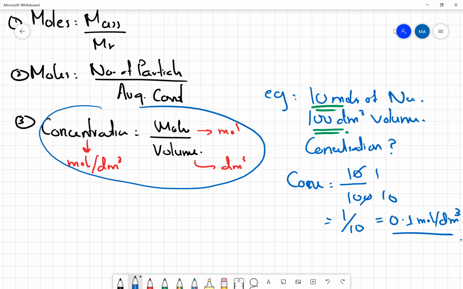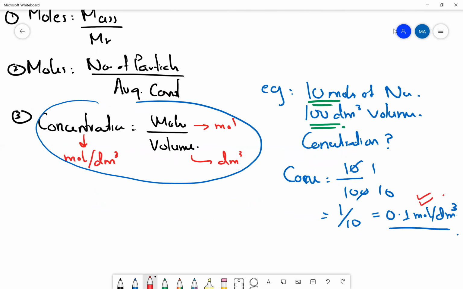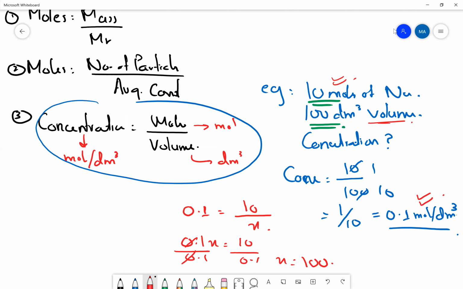Now, assuming that you already knew the concentration and you already knew the moles as well, and you had to figure out the volume. So in that case, you can again use this formula. Concentration was known, 0.1. Moles were 10. Volume was unknown. Simple calculation, 0.1 times x is equal to 10. 0.1 divided on both sides. x is equal to 10 over 0.1. 10 over 0.1 is 100. You can even use a calculator for that. And because we are finding volume, the unit will be dm cube.